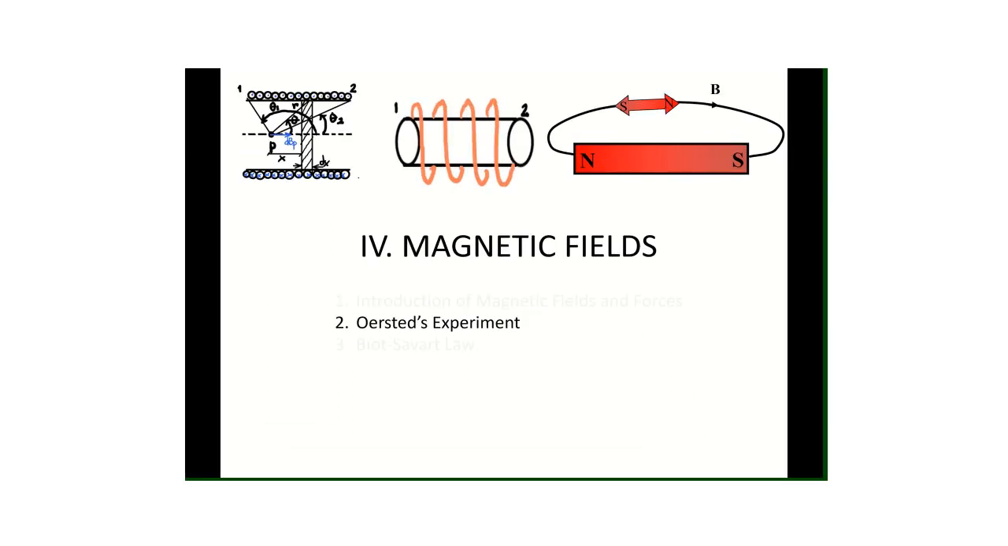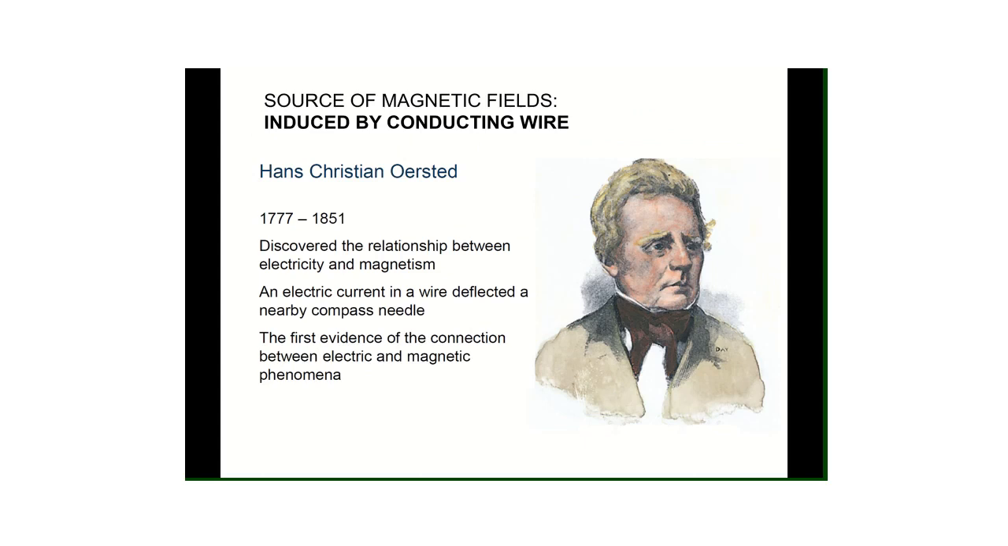In this video, we are going to learn about Oersted's experiment. So what is the important point from Oersted's experiment? Actually, Oersted found that magnetic fields can be induced by a conducting wire. From this experiment, he was able to show a relationship between electricity and magnetism.